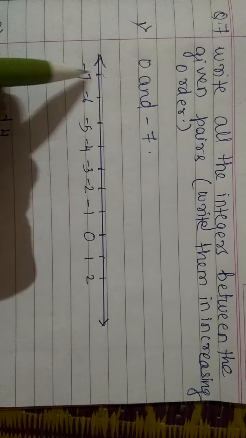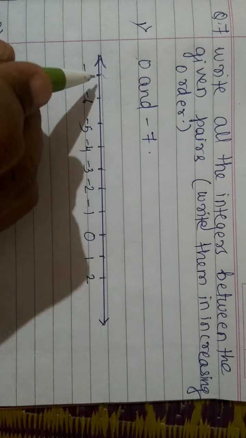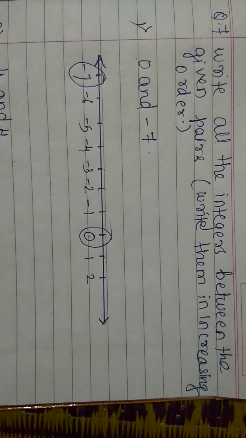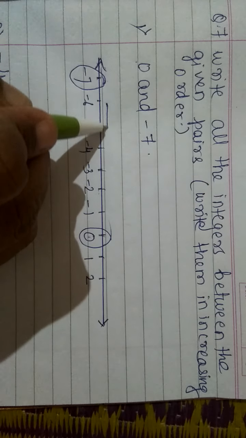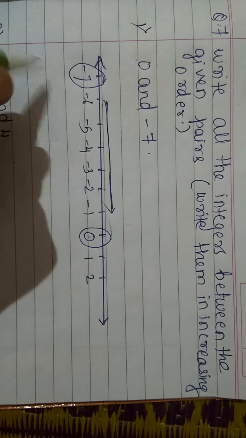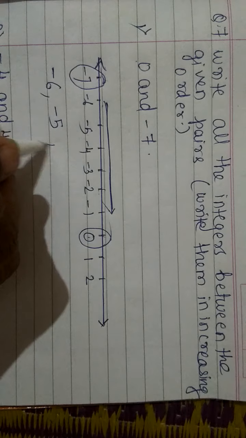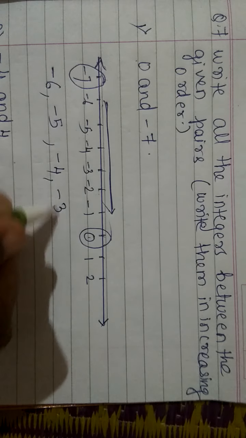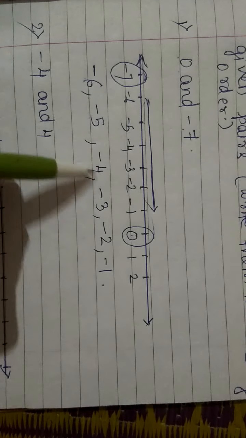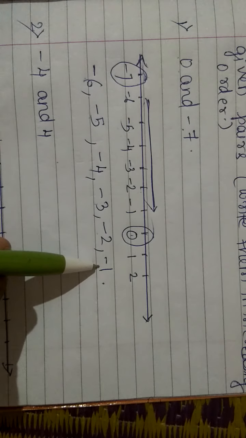Now children, here their first pair is 0 and -7. So I have drawn the number line. You don't have to take this 0 and -7. Now children, in increasing order, when we go to the right hand side, we go in increasing order. So if you start from -6, you will go in increasing order. So the smallest number is -6. This is increasing order children. So the numbers between 0 and -7 in increasing order are -6, -5, -4, -3, -2 and -1.